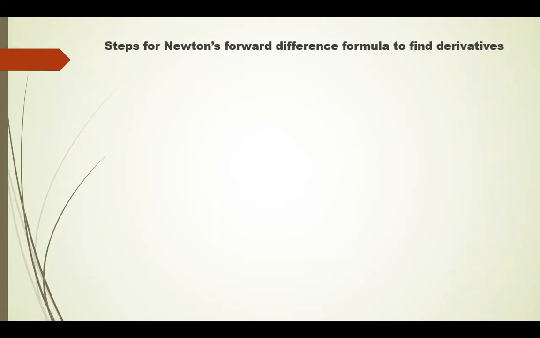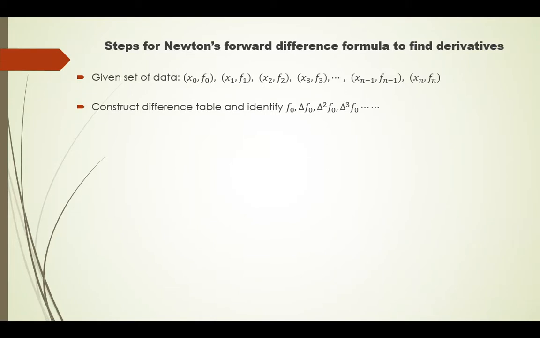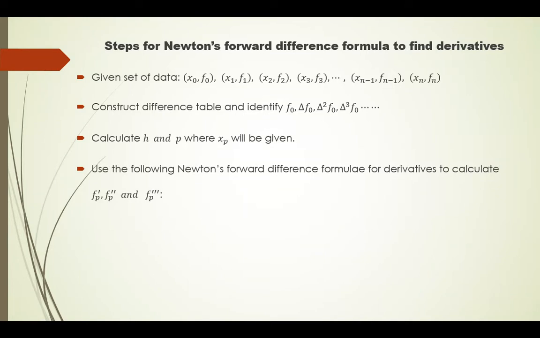So, the steps for Newton's forward difference formula to find derivative. These steps are already discussed in the previous chapter: a set of data will be given to you. You need to write this data in the form of a table. We will construct a difference table and identify f naught, delta f naught, and all those differences as we have studied. We will calculate p, and x p will be given.